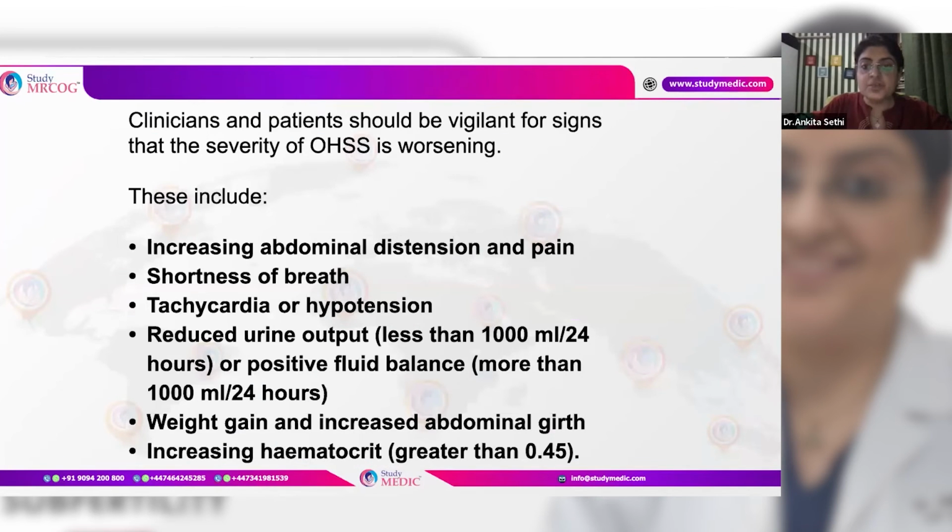So clinicians and patients should be vigilant for the signs that the severity of OHSS is worsening. So how do we know that the symptoms are worsening? These will include increasing abdominal distension and pain, shortness of breath, tachycardia or hypotension, reduced urine output, positive fluid balance, weight gain, increased abdominal growth, and increasing hematocrit.